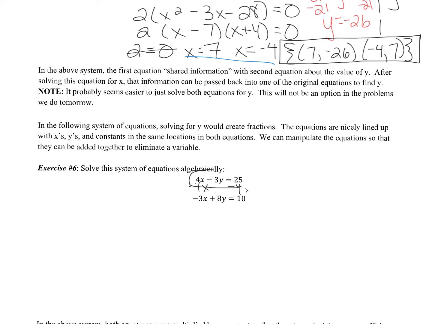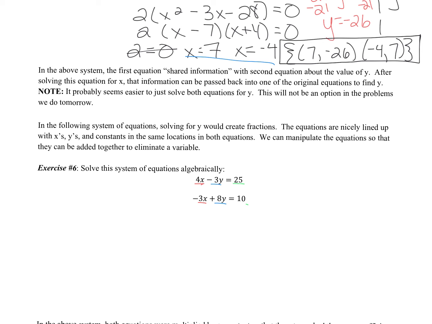So when we see these equations, the equations are nicely lined up with x's, y's, and constants in the same locations in both equations. So my x's are here, then my y's, and then my constants. We can manipulate the equations so that they can be added together to eliminate a variable.